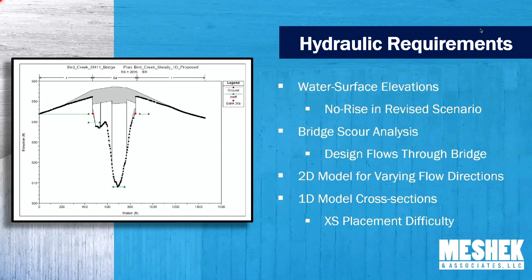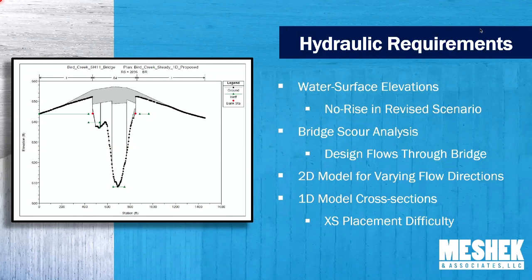So let's move on into some hydraulic requirements. One of the big things we're going to need to do, since this is a FEMA Zone AE where the project site is located, we're going to need to compare existing and revised water surface elevations. Being that it is in a Zone AE, we cannot have a rise in BFEs unless we do a CLOMR and LOMR, which ODOT would prefer not to do. So we are shooting for a no-rise scenario.